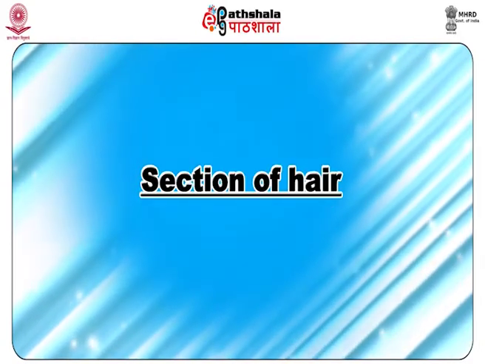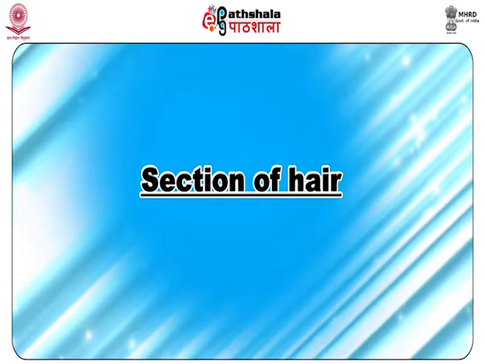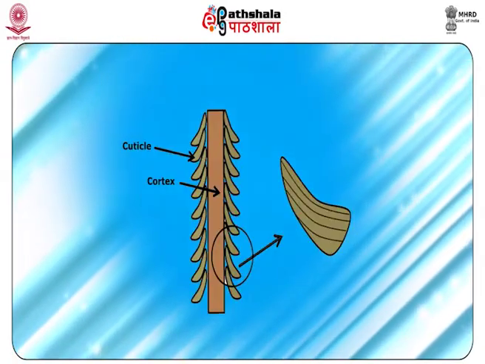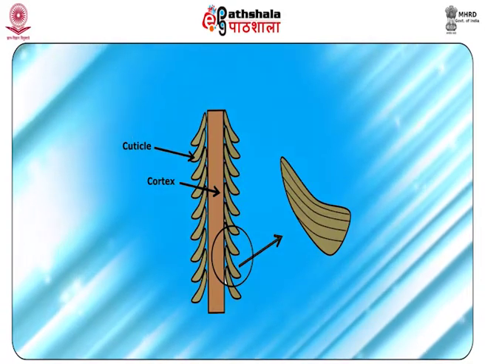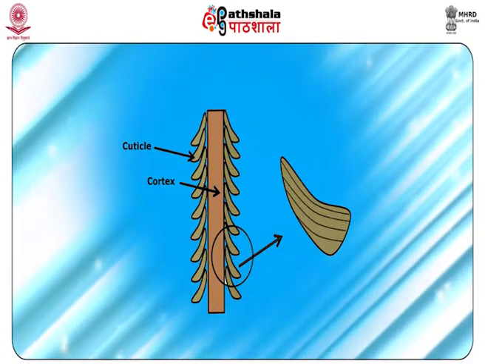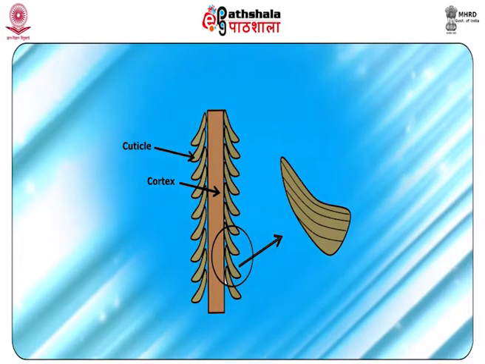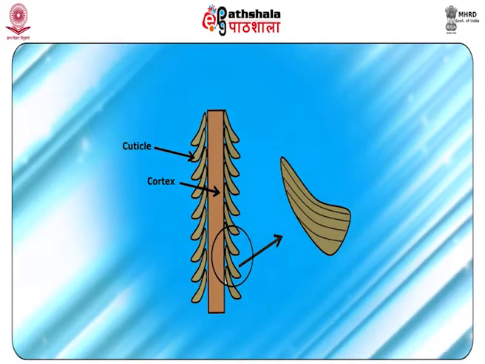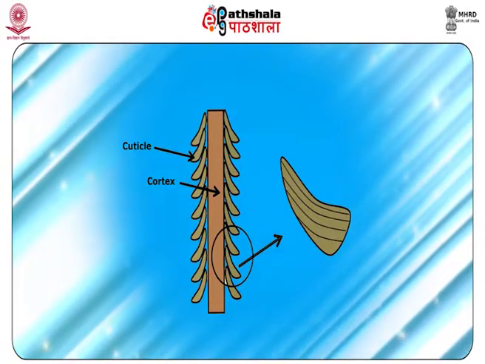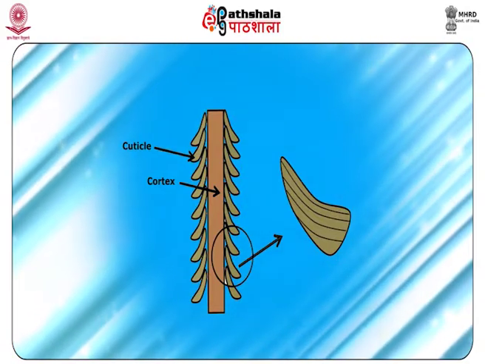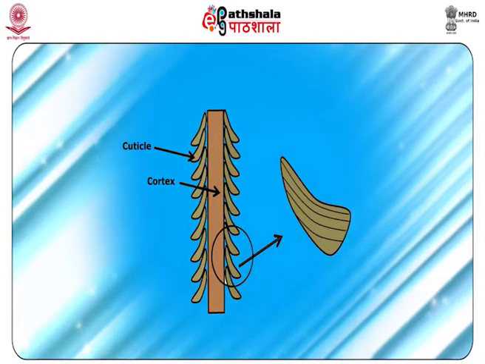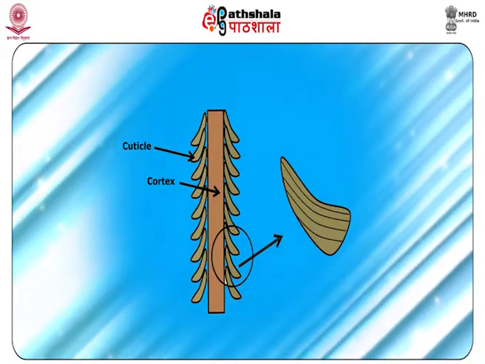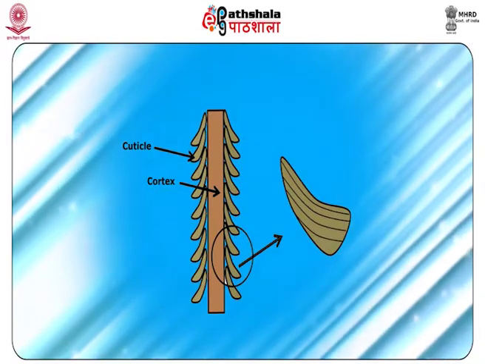Let us now understand the sections of hair. First is the cuticle layer. The cuticle layer is the outermost layer of the hair and envelops the inner layers. It is a tough, dense structure that protects the hair. Six to 10 layers of flat cells surround the cortex. They are arranged in a similar fashion to roof tiles.